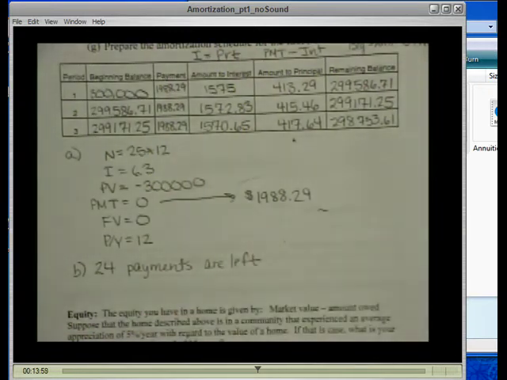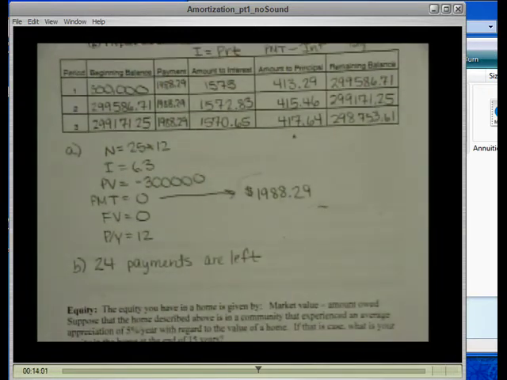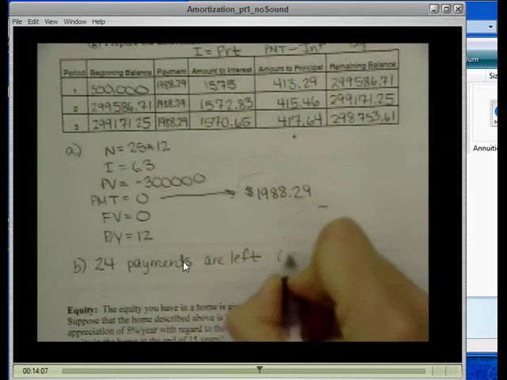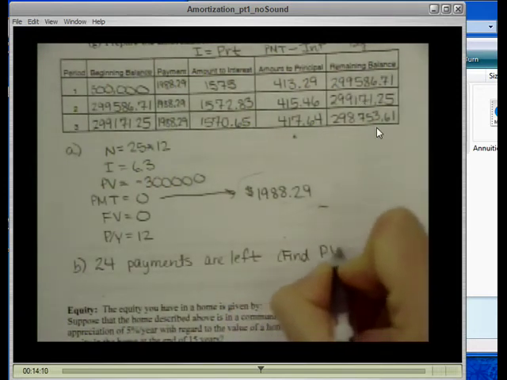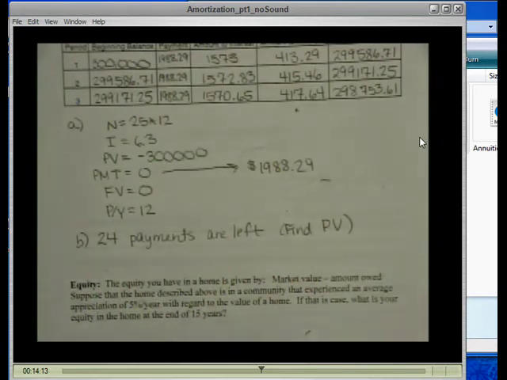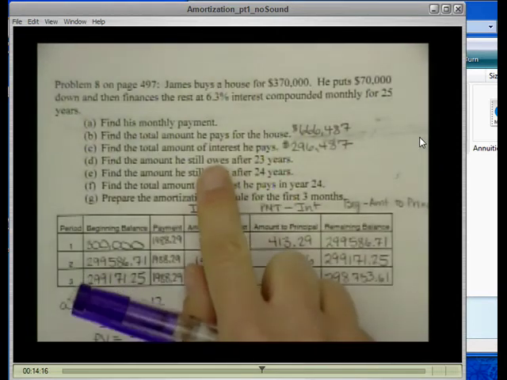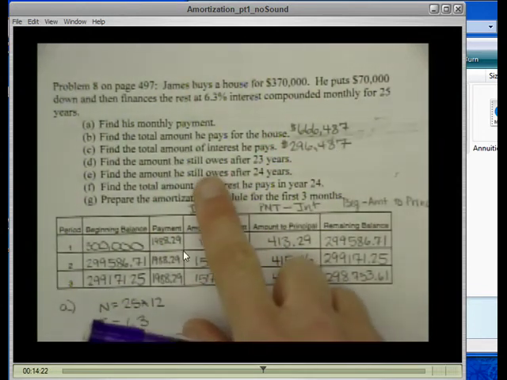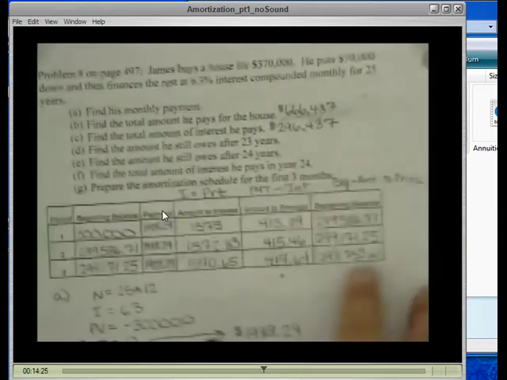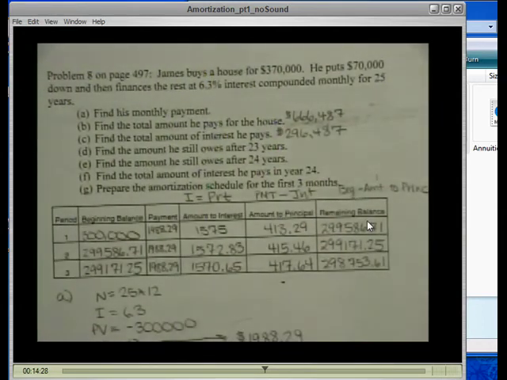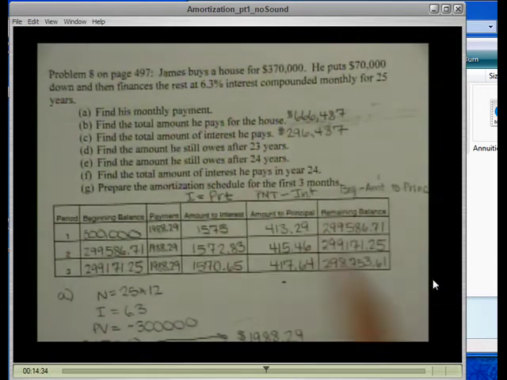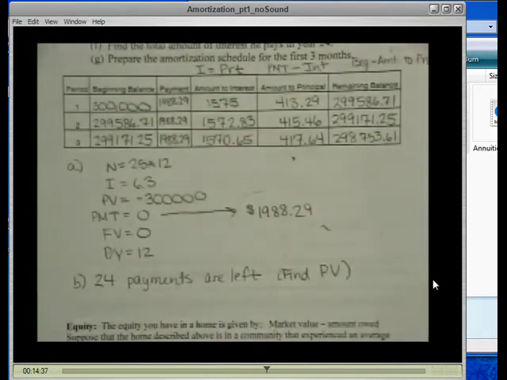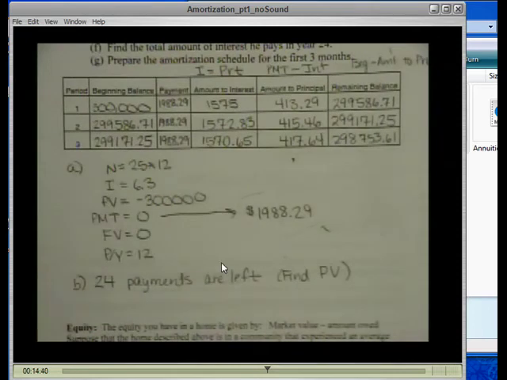So what we want to do is find the present value of that. And the reason we want to do that is because if he paid it off that day, he wouldn't have to pay interest. So it's not just, you know, the payment times 24. We want to figure out really what's the principal left.